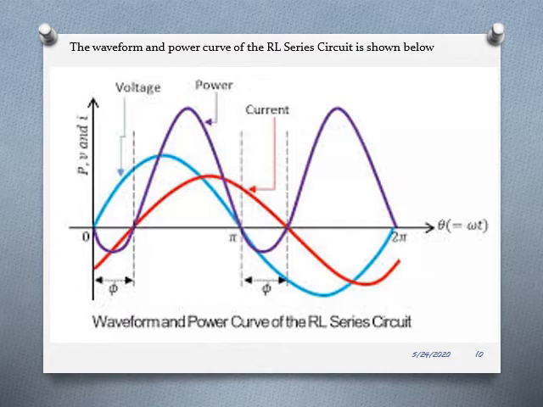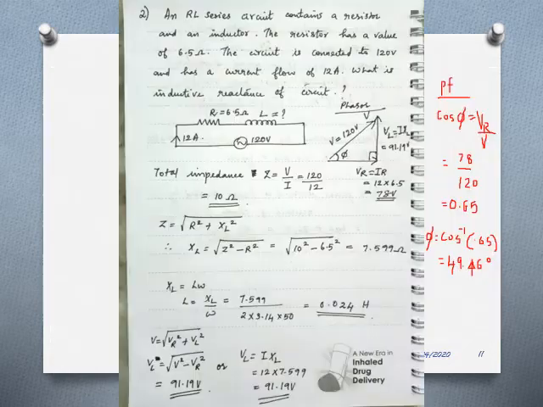Similarly, from angle pi to the next phi phase difference, the current is in the positive half cycle, whereas the voltage is in negative half cycle. Therefore, the power will be negative and the magnitude will be lesser. But from phi to 2 pi, both current and voltage are in the negative half. Therefore, negative voltage into negative current will give the positive power, and the magnitude is also higher.